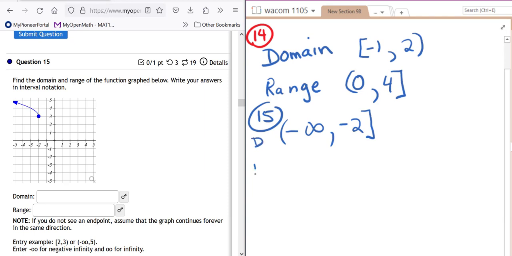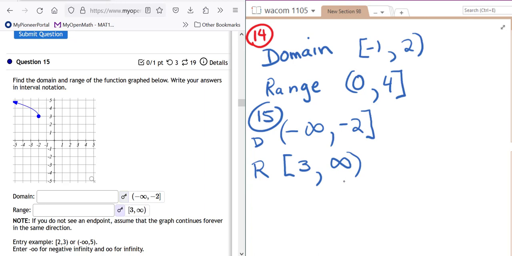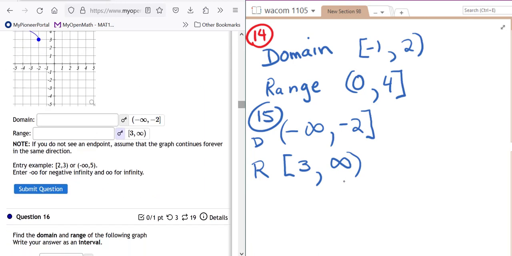This will be domain. Range will be lowest to highest. Your lowest point on the graph, look at your Y-axis, will be 3. You are touching it because it's a solid circle, right? And as it goes over to the left, it actually will go up. So it keeps going up forever. Right. So good there.